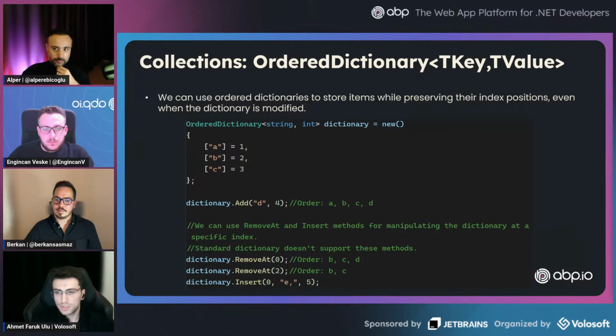The other one is the OrderedDictionary. We can use an ordered dictionary when we want to store items along with their index positions. Unlike a regular dictionary, an ordered dictionary supports remove, add, and insert methods. With the ordinary dictionary, we can't actually call remove, add, or insert by index. But with the ordered dictionary, in the following example, you can see we can remove an item by its index position or insert an item at a specific index.